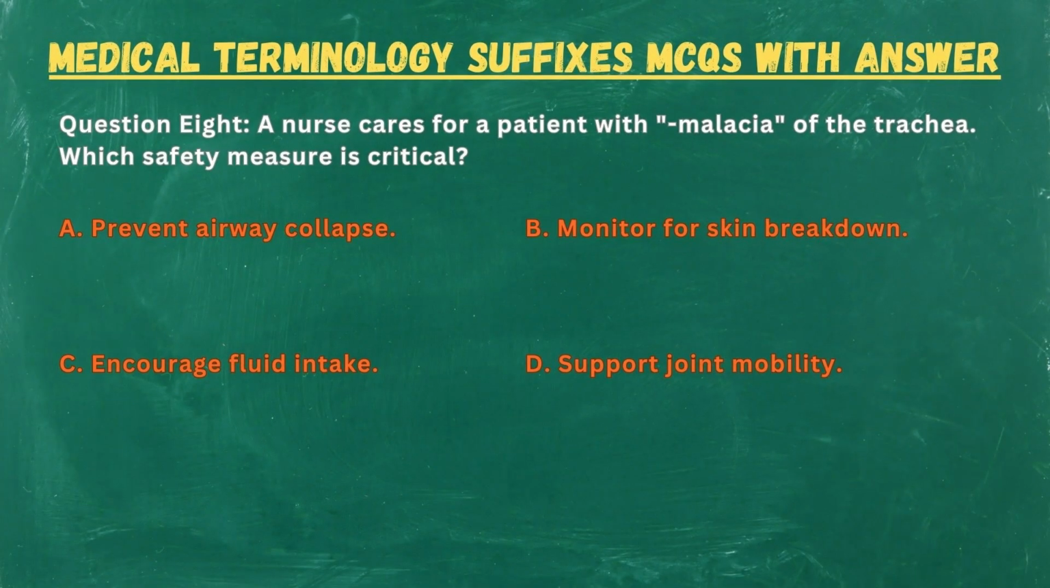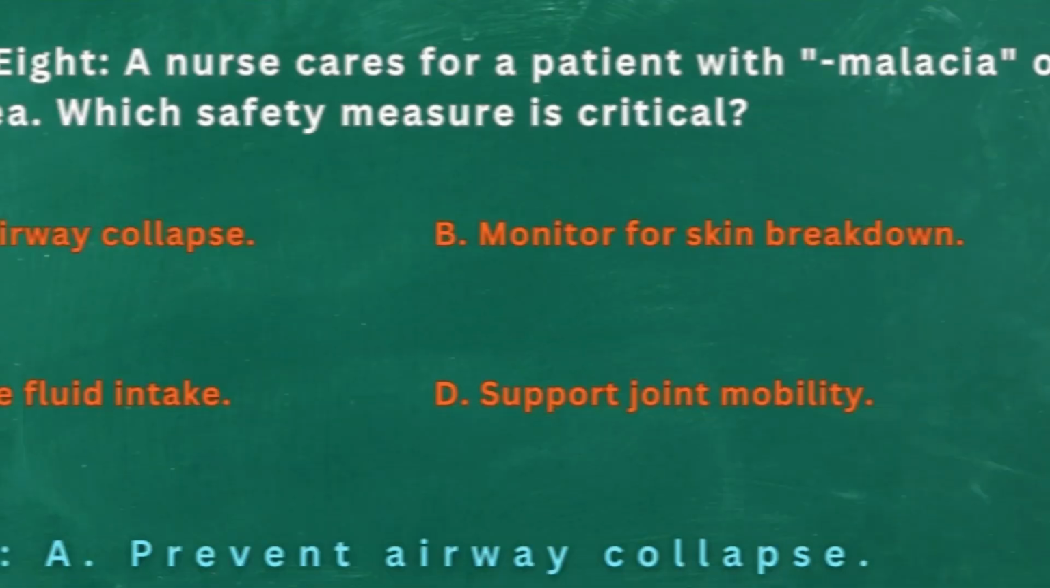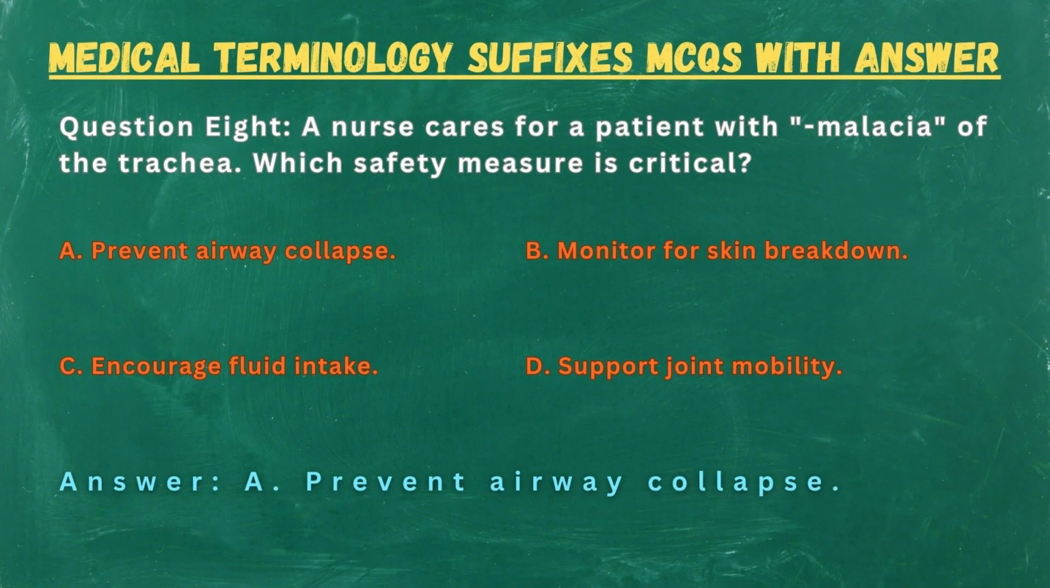Question 8. A nurse cares for a patient with tracheomalacia of the trachea. Which safety measure is critical? A. Prevent airway collapse. B. Monitor for skin breakdown. C. Encourage fluid intake. D. Support joint mobility. Answer: A. Prevent airway collapse.